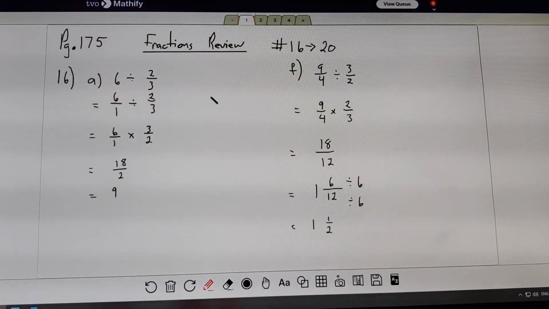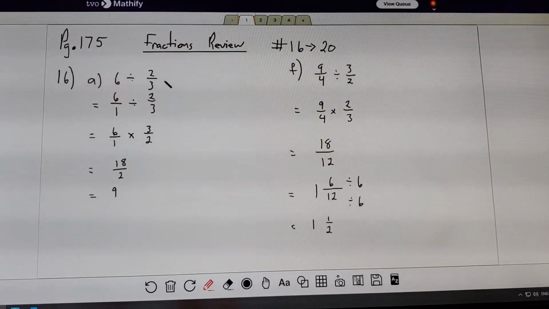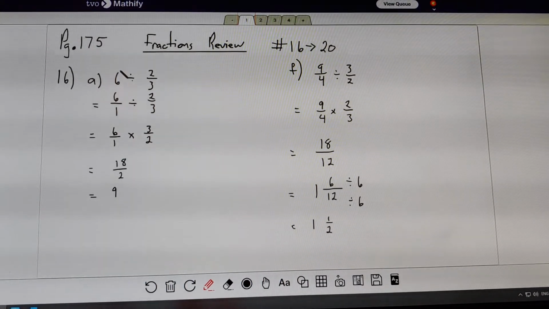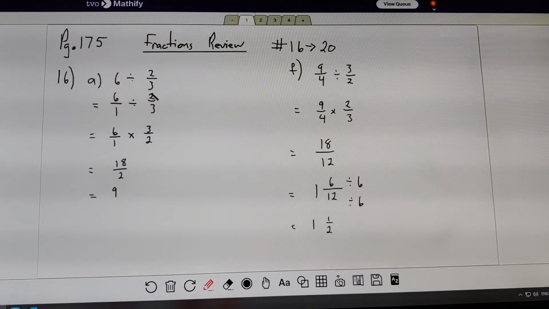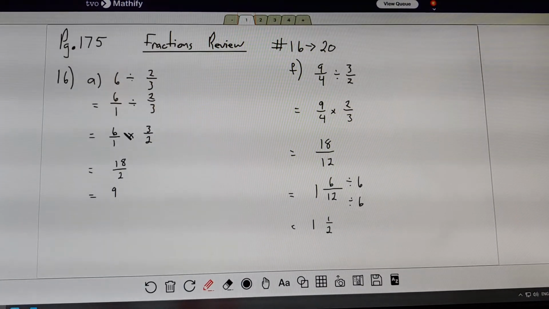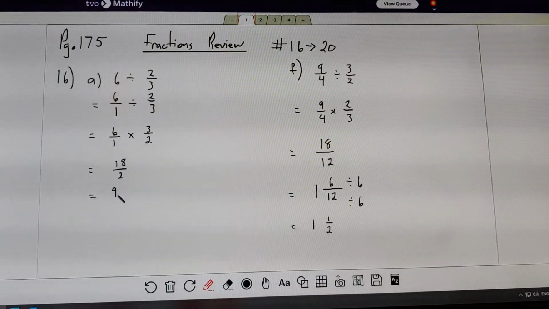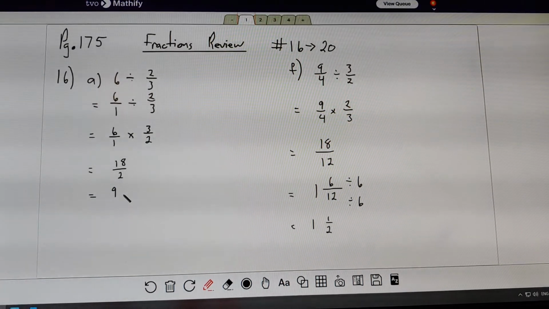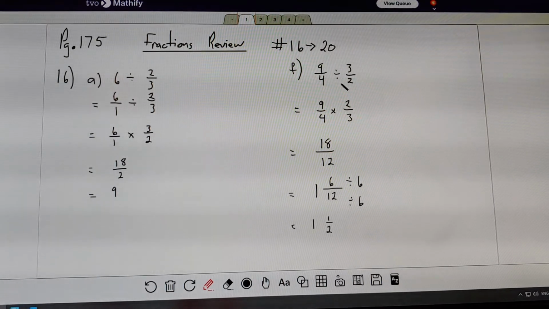Okay, so again, a snapshot of what you've been doing from number 16 to 20. So 16 had 6 divided by 2/3 for A. So we have a whole number here. We're going to make it into a fraction by putting it over 1. And then when we divide fractions, we take the reciprocal of the divisor. So we're flipping that one. 2 over 3 becomes 3 over 2. 6 times 3 is 18, 1 times 2 is 2, and then 18 divided by 2 brings us to a whole number, 9.